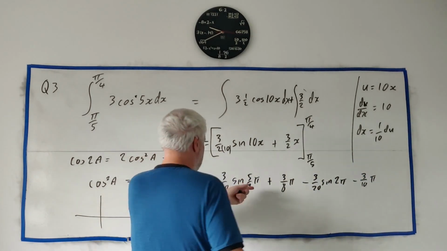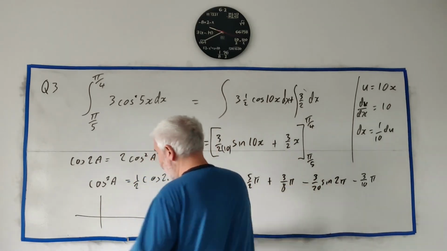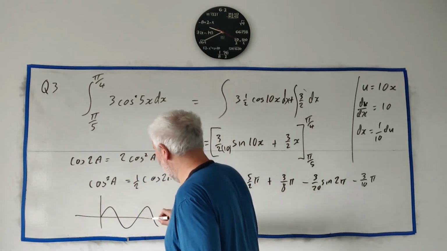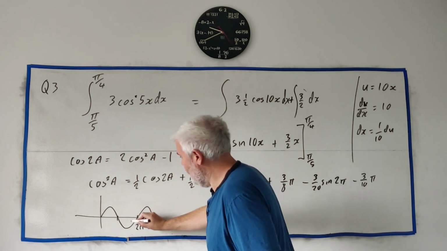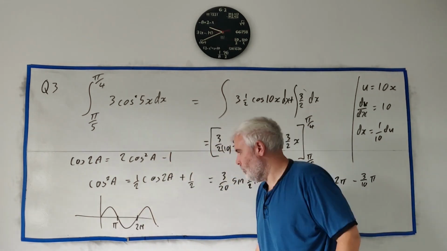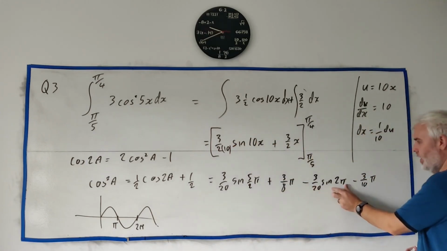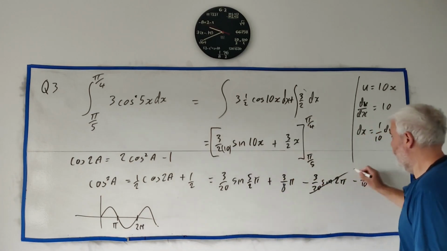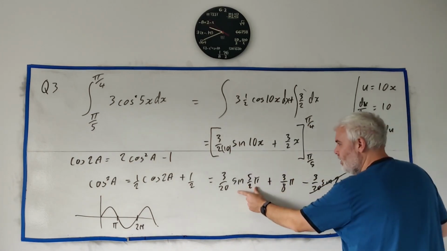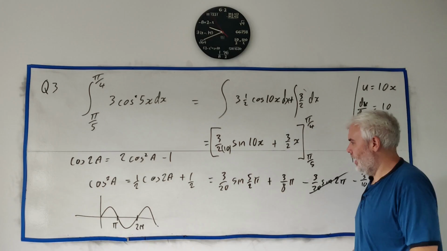You can use your calculator to get these two, obviously, but let me just do it with a bit of common sense. Here is a picture of sine. Here's 2 pi. Here's pi. So first of all, the easy one here, 2 pi is just 0. Sine of 2 pi is just 0. That goes to 0. What about sine of 5 over 2 pi?